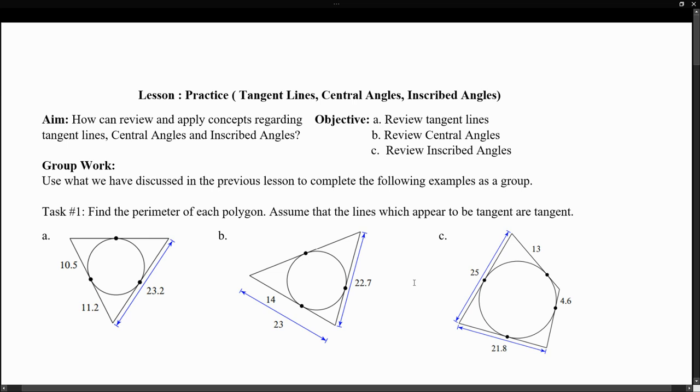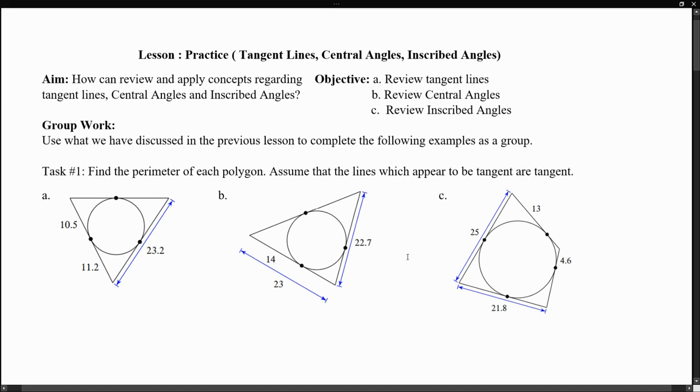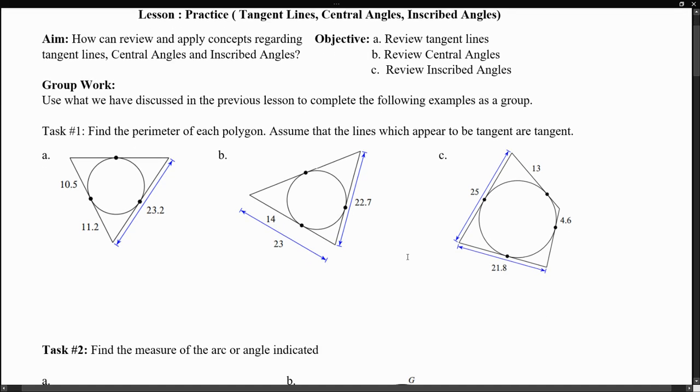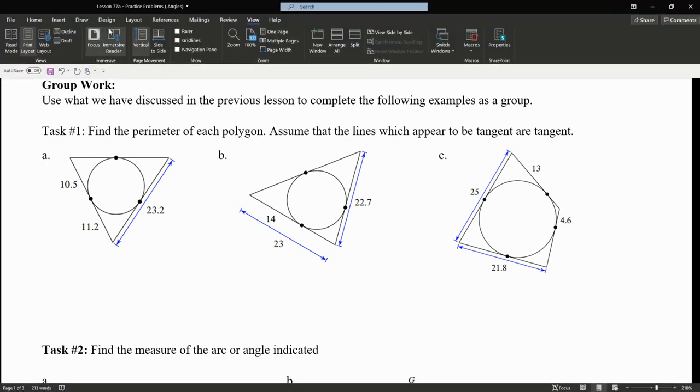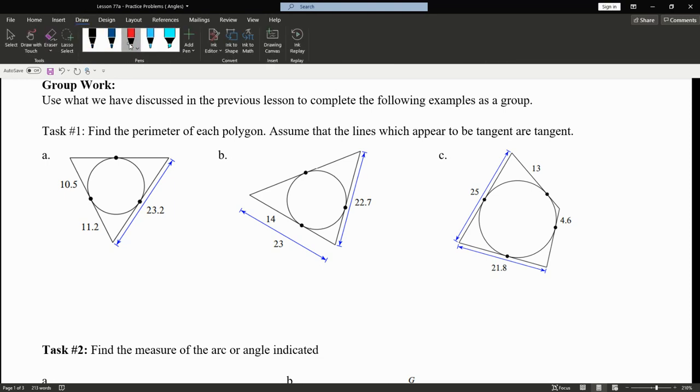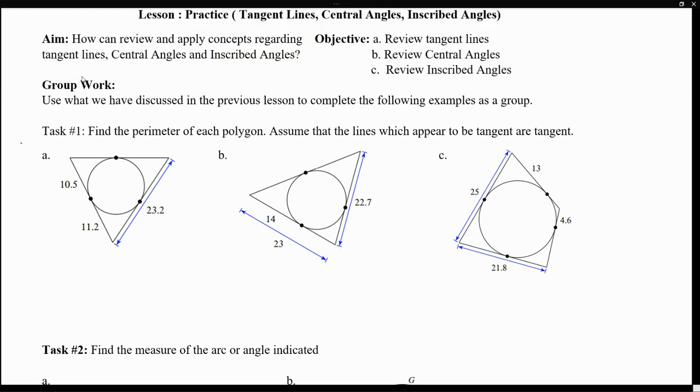In this lesson, I will discuss some hints for some of the examples for lesson 77A. Taking a look at test number 1, it says find the perimeter for each polygon. One hint for this type of problem is that you should be asking yourself this question: what type of lines is the perimeter of the polygon?